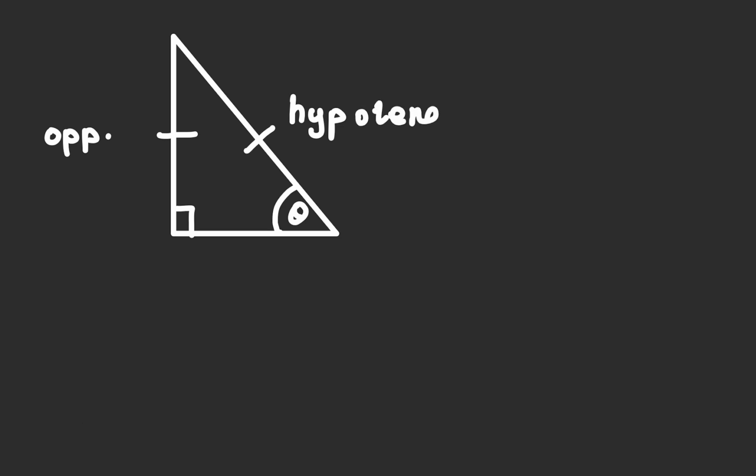We know that this is the opposite. Now, a new term: this is the hypotenuse. The hypotenuse is the longest side of the triangle. And we have a new term here, called the adjacent. Get used to these three terms and make sure you know them so you can solve different questions on sine, cosine, and tan.